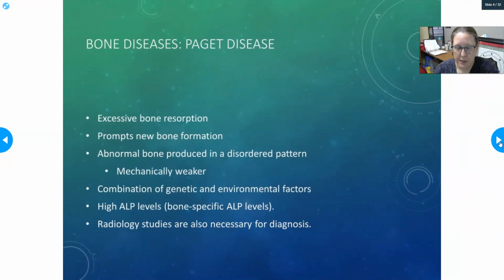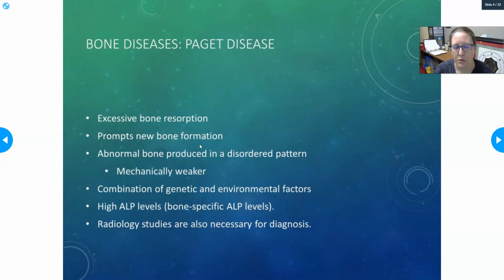So the next one is Paget's disease. In Paget's, there's excessive bone resorption. And so again, bone is alive, and so there's always this resorption and rebuilding of bone. So bone is basically taken down and built back up, taken down, built back up. And so there's excessive resorption, excessive breaking down, and that prompts new bone formation. But the new bone formation is not laid down the way it's supposed to, and so it's producing a disordered pattern, which then makes it weaker, mechanically weaker.